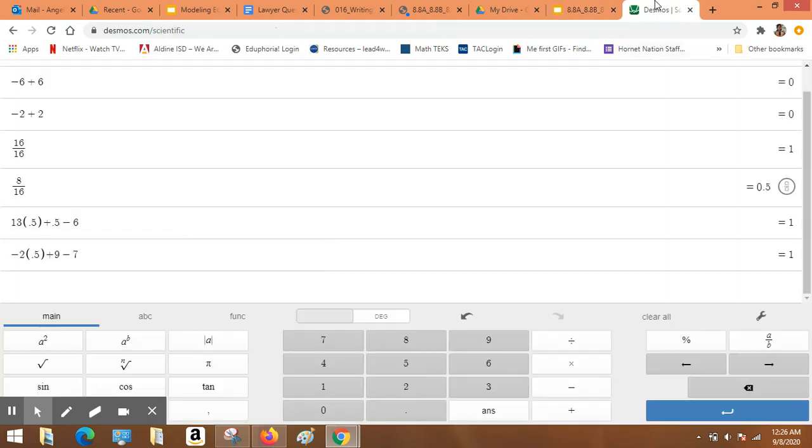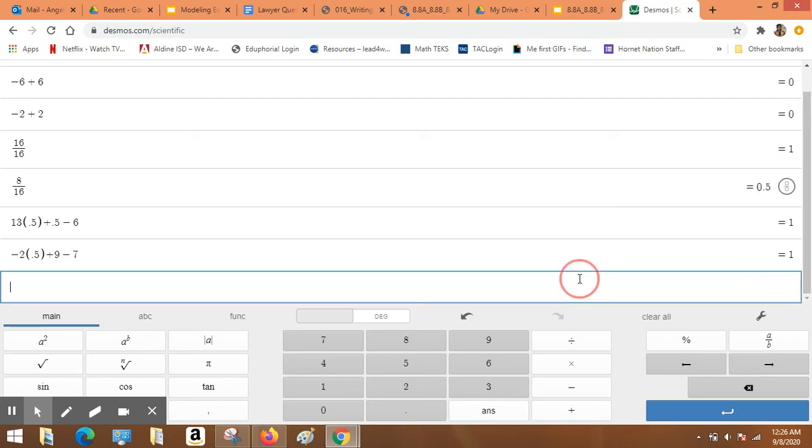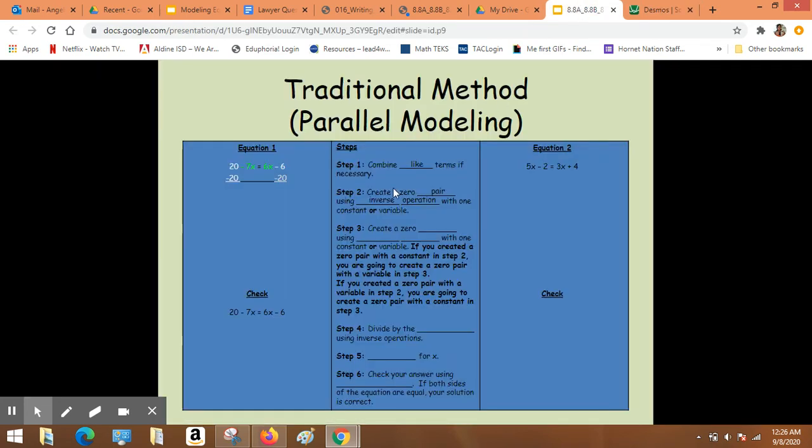And if I subtract 20 from the left side, I have to subtract it from the right. Okay, so negative 6 minus 20 gives me negative 26. Okay, so now I have negative 7 equals 6x minus 26.